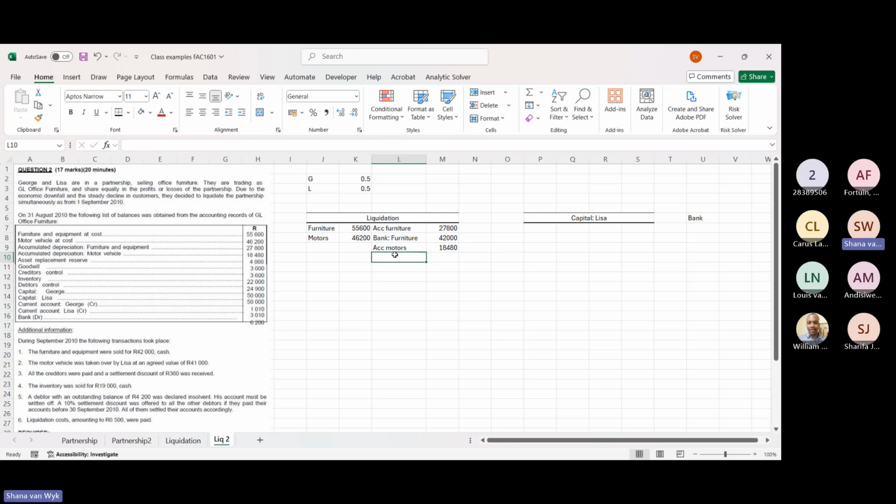Motor vehicles was taken over by Lisa as agreed, value of 41,000. Okay, so motor vehicle is debit, so we're gonna credit it, so we're gonna debit it.